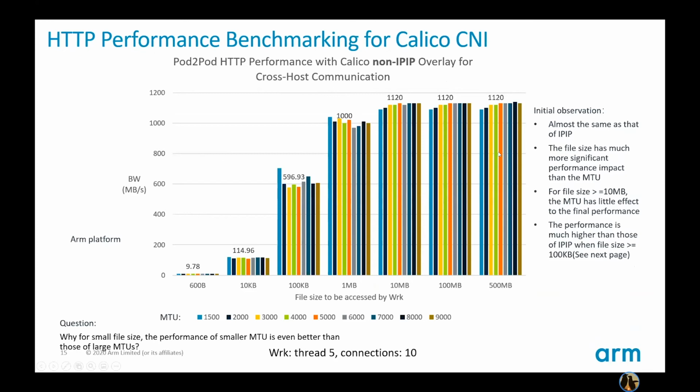And the second one for the HTTP performance testing is the pod-to-pod HTTP performance with the Calico non-IPIP overlay for cross-host communication. Our initial observation is that it is almost the same as that of IPIP, and the file size has much more significant performance impact than the MTU. For file size greater than 10 megabytes, the MTU has little effect on the final performance. The performance is much higher than those of IPIP when file size is greater than 100 kilobytes. You could see from the next page.